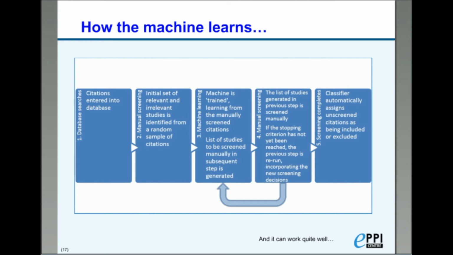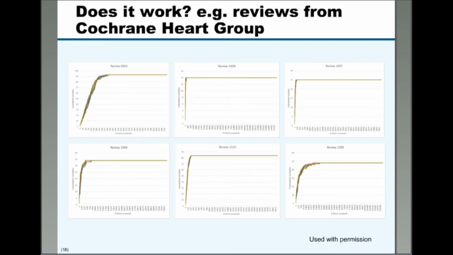And this cycle goes round and round, with the machine learning model being created time and again, and the list in which the reviewer sees the items being recreated. This all happens behind the scenes. They don't have to worry about that particular part of the process. And what that results in is a ranking of the citations in order of relevance.